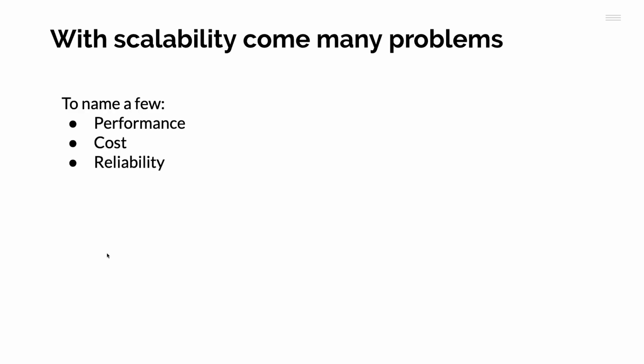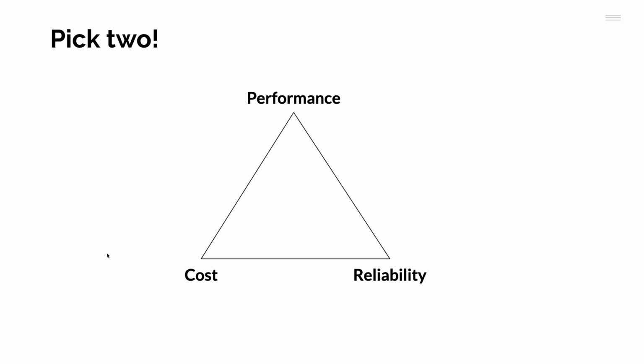So with scalability comes some problems. And this, by the way, does not apply only to metrics, right? You are going to face these problems with any type of scalability, but here I'm going to talk about the context of monitoring, okay? So to name the 3 most popular problems that you're going to face, these are performance, cost, and reliability, okay? Now, pick 2.